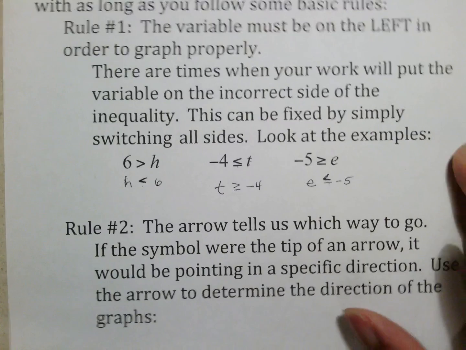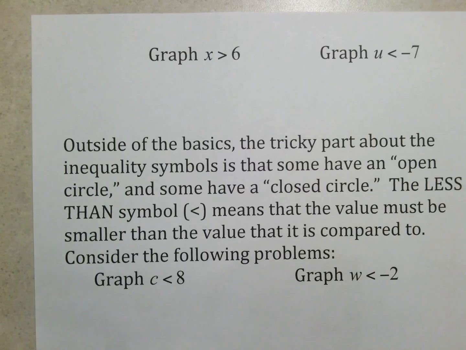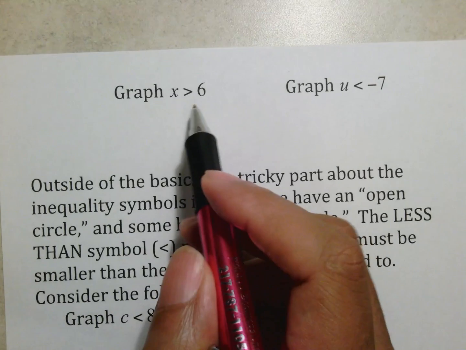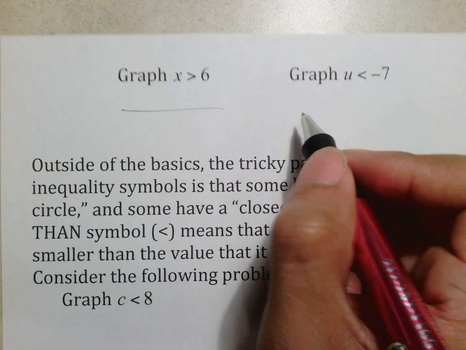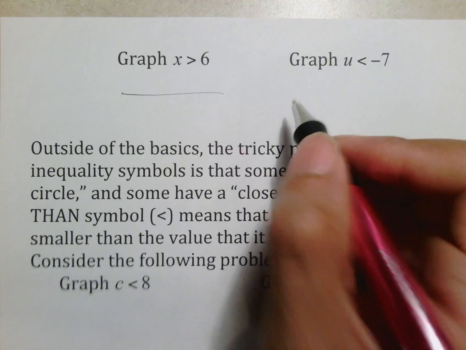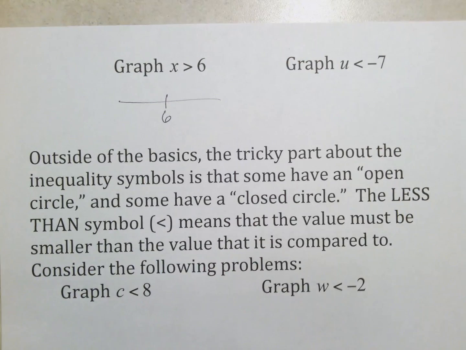Rule number 2 is that the arrow tells us which way to go. If the symbol were the tip of an arrow, it would be pointing in a specific direction. Use the arrow to determine the direction of the graphs. So just in general, if you were to see something that said graph x is greater than 6, you would simply draw a brief short line. It doesn't have to be long, because it only has to be long enough for you to mark however many important numbers there are. In this case, the only important number is 6.